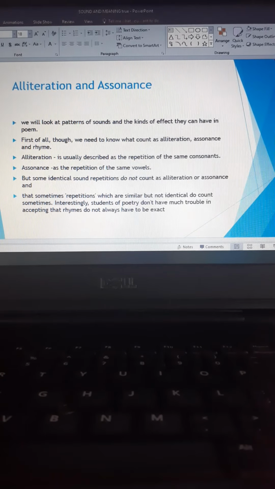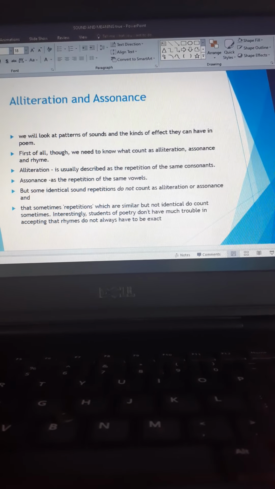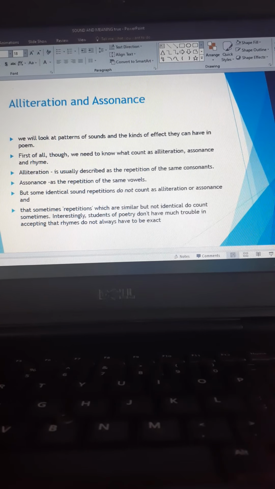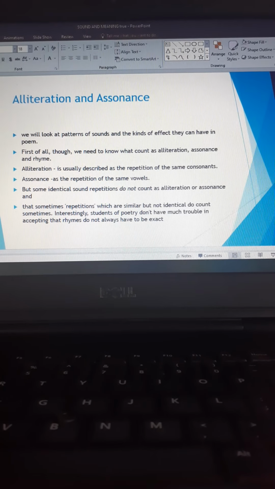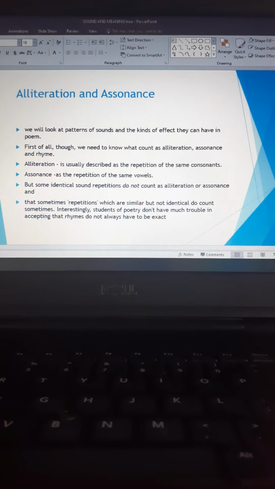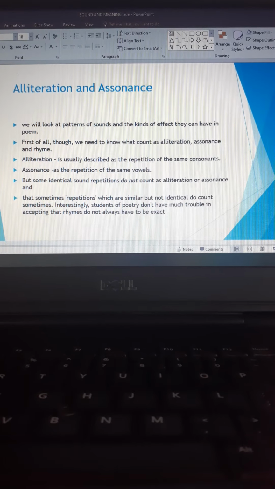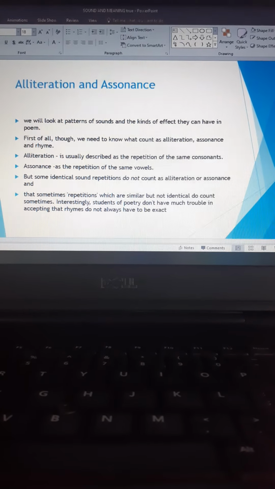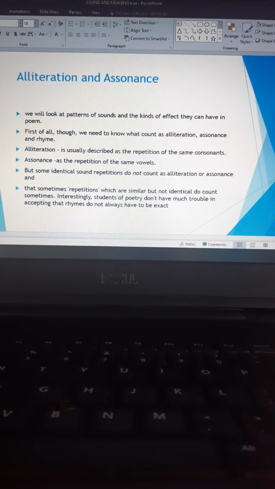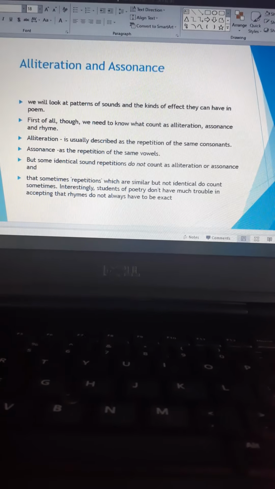Now, assonance and alliteration. Here we will look at patterns of sounds and the kinds of effect they can have in a poem. First of all, though, we need to know what counts as alliteration, assonance, and rhyme. Alliteration is usually described as the repetition of the same consonants, and assonance is the repetition of the same vowels.